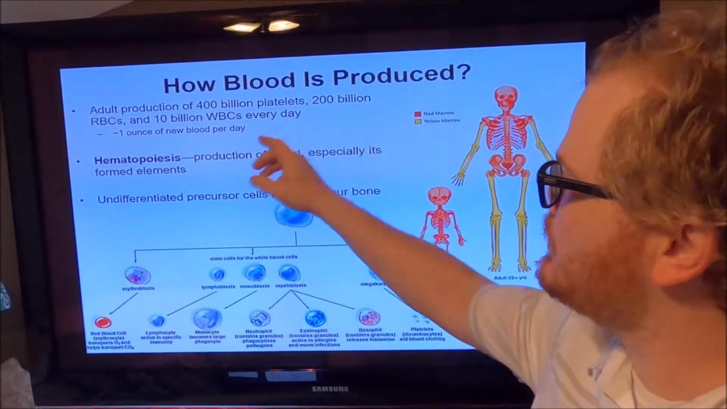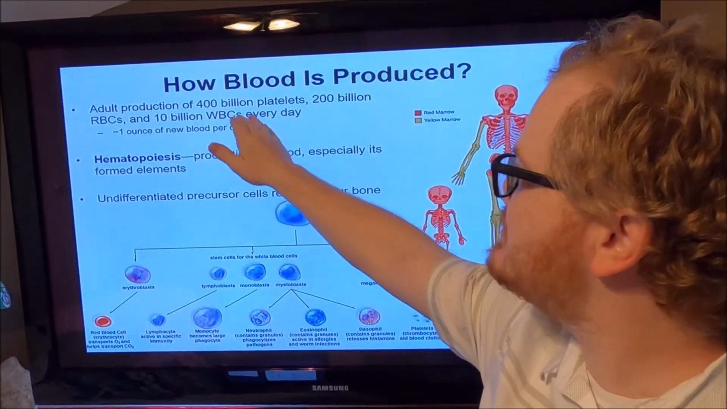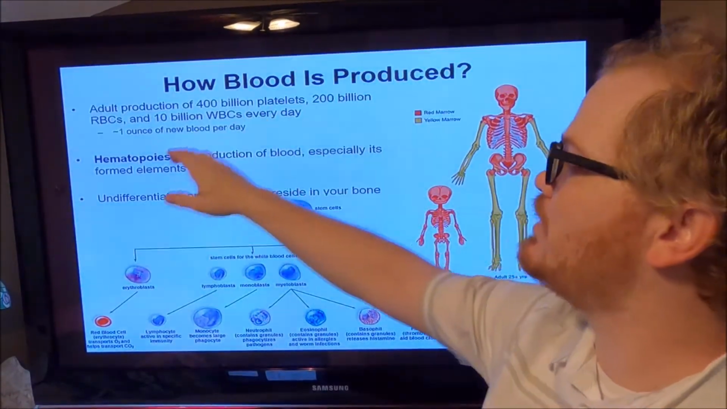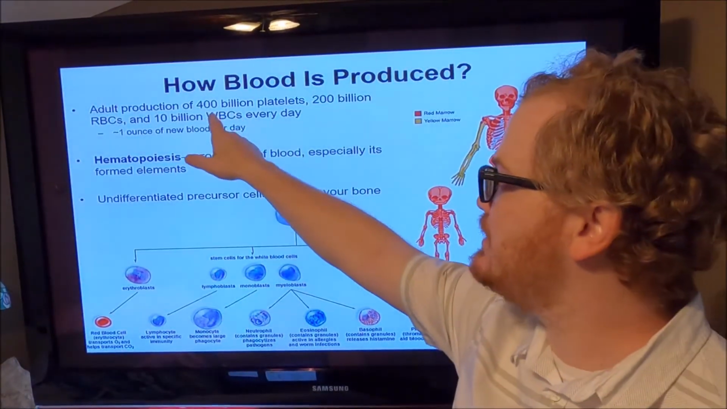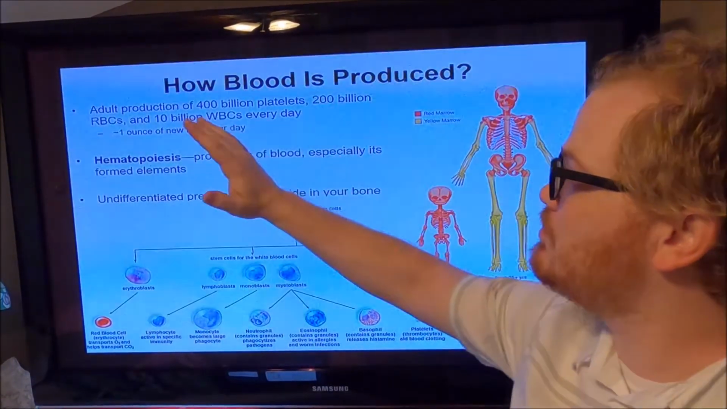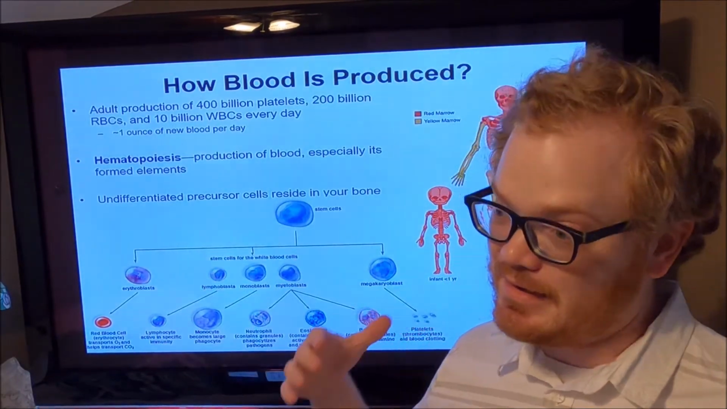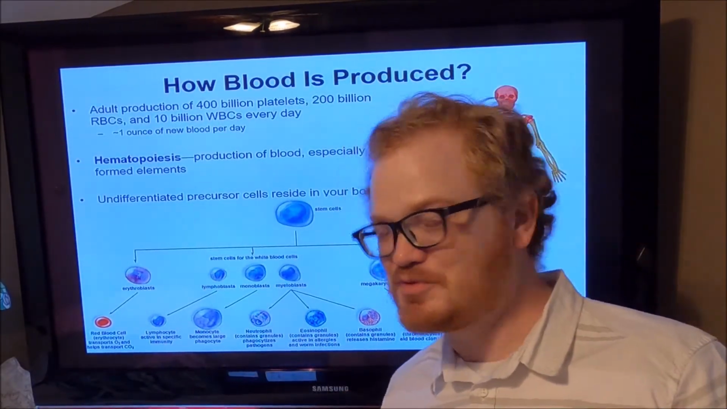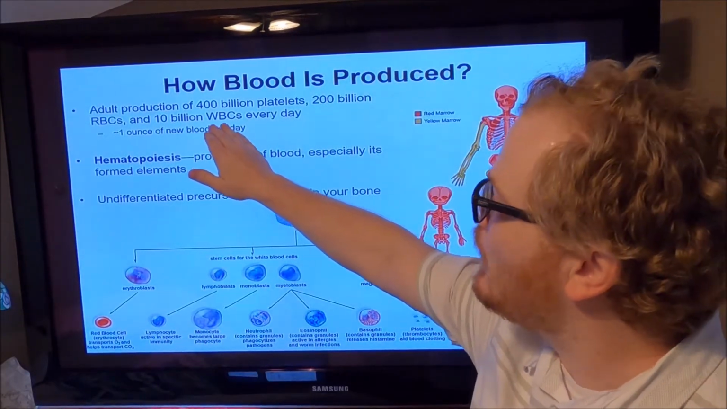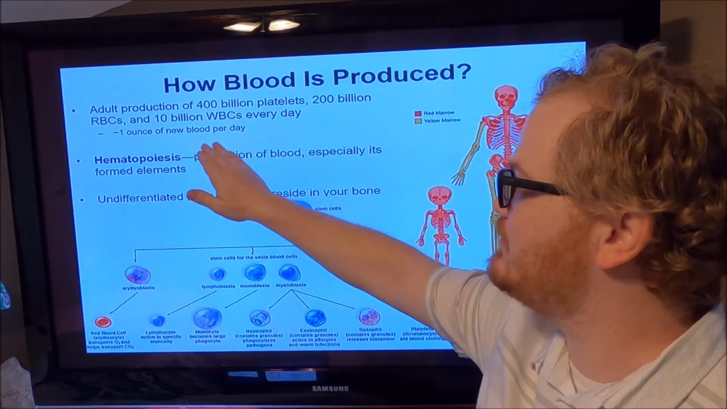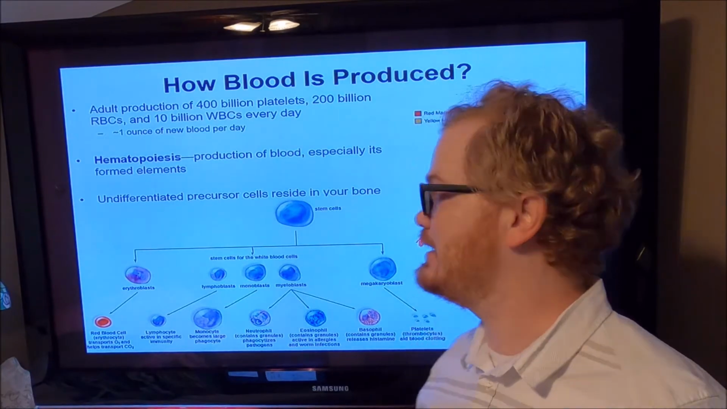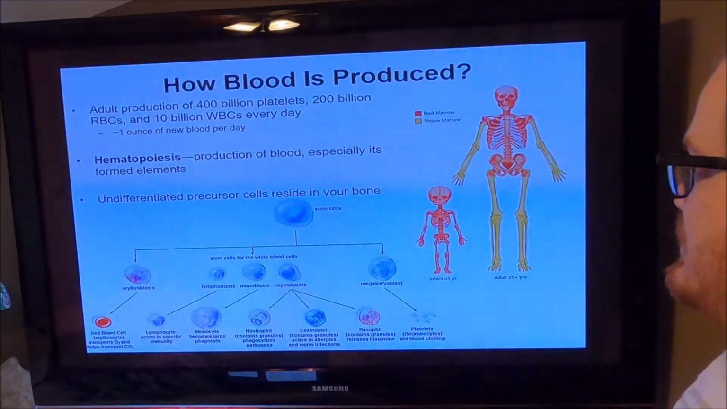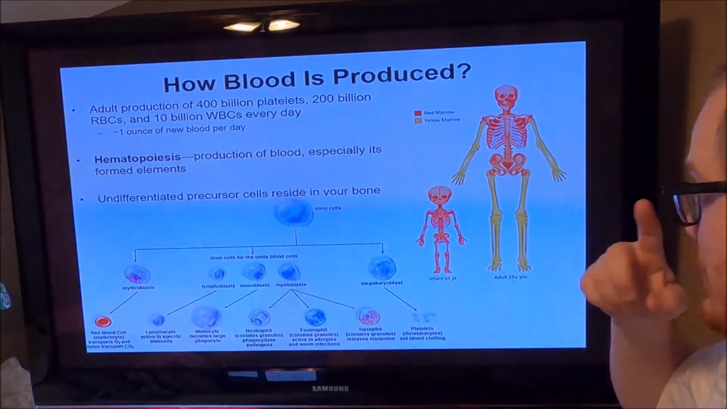You, as an adult, will produce about 400 billion platelets a day, 200 billion red blood cells, and 10 billion white blood cells. So again, the platelets are fragments. 200 billion red blood cells is a big number. And again, think about that buffy coat, less than 1%. Very few white blood cells by comparison. And what this amounts to is about an ounce of new blood produced in a day. And again, the process is hematopoiesis. It is done by your red bone marrow.